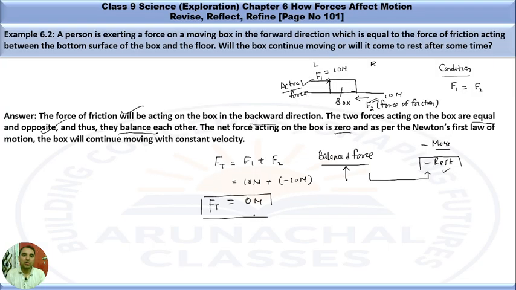So the box or the object will be at rest. That is what we see here. And this is based on Newton's first law of motion. I hope you have understood about it.